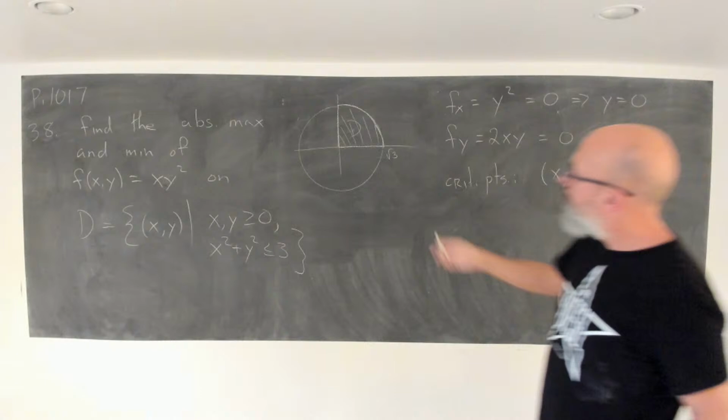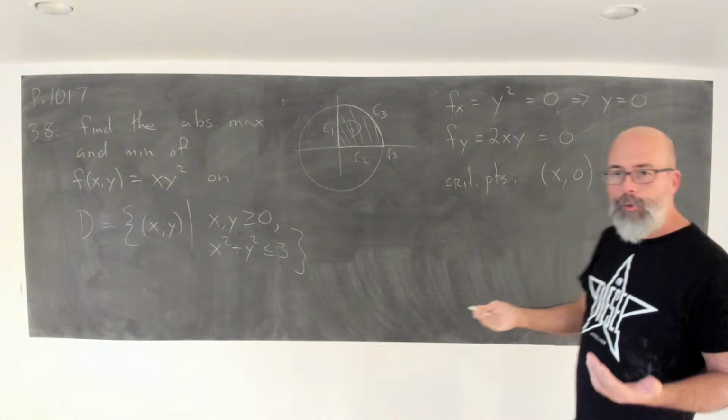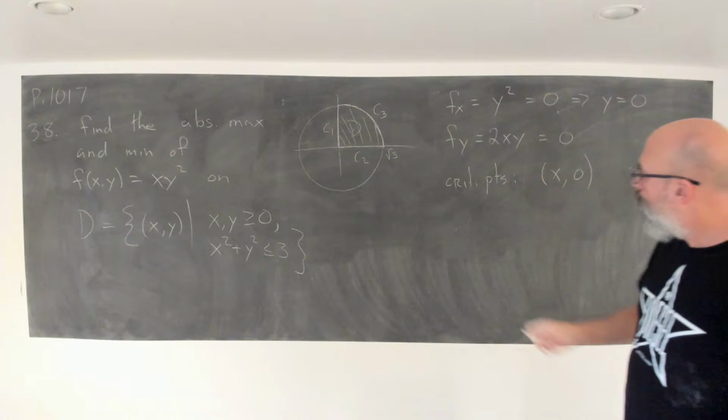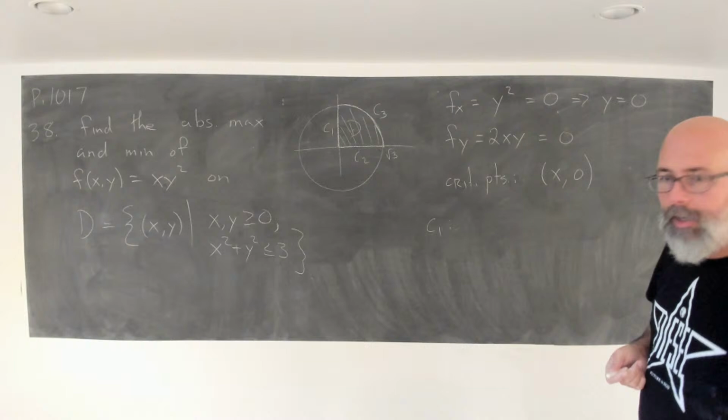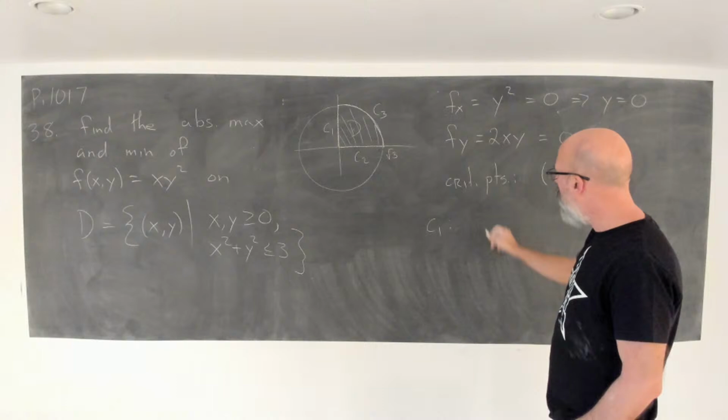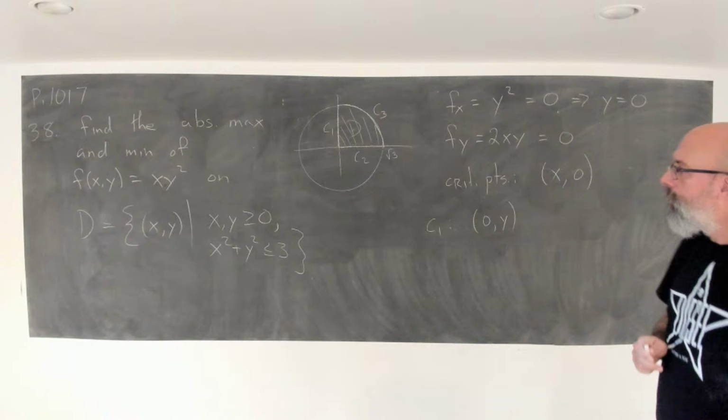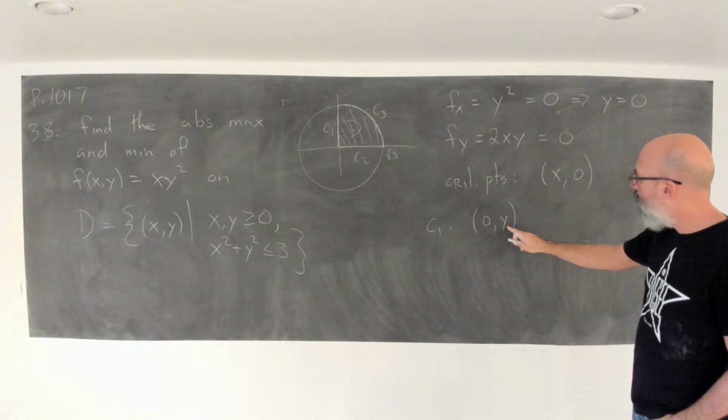So now let's look at the boundary. Let's call this C1, C2, C3. The boundary is made up of three pieces, right? So on C1, this is just a straight line. You know how to describe that, right? Every point on C1, x is zero. So every point has the form 0y, where y goes from 0 to root 3.